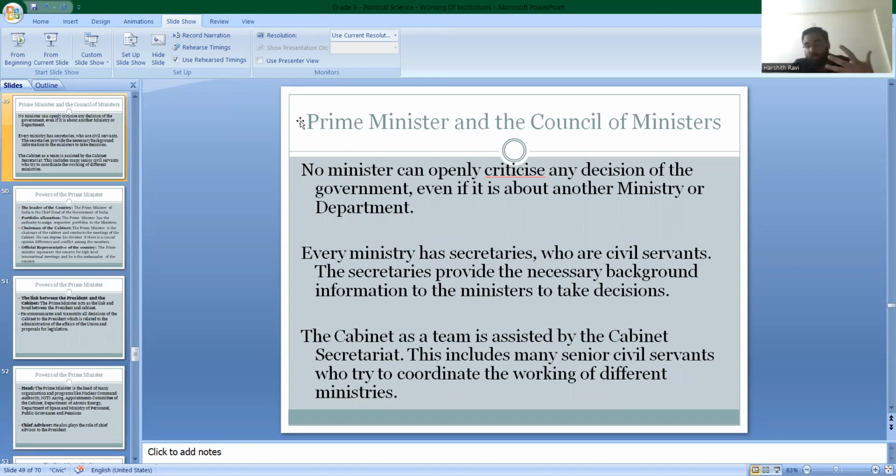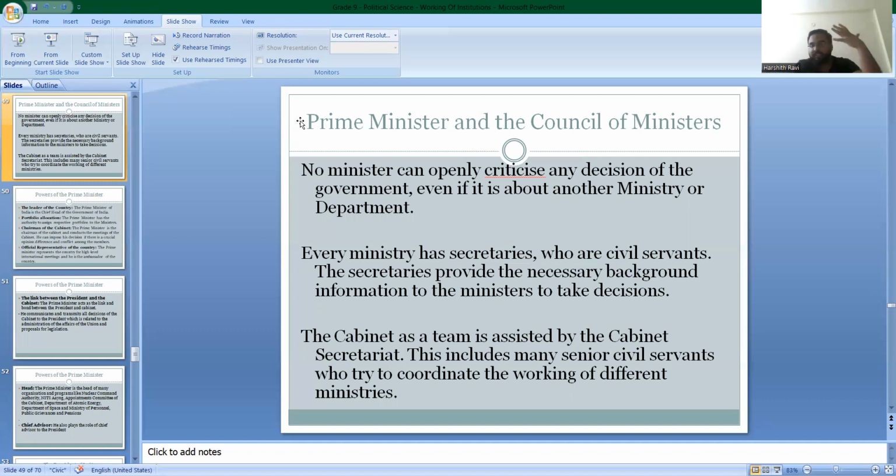And apart from that, obviously, the entire cabinet is supported by a group of very capable officers who form the cabinet secretariat. So your senior IAS officers, even IPS officers for that matter, right? The Indian Administrative Service, Indian Police Service, through which you become the permanent executive in the government, right? You write the UPSC Civil Services examination and you become that.